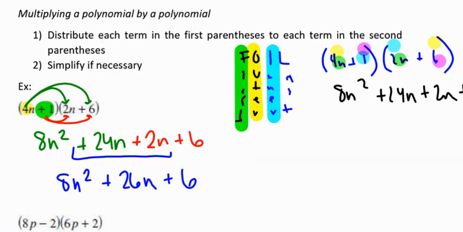And we get the same thing, right? We get 8n squared plus 26n plus 6. We get the same exact answer. So really you have a couple tools to use.